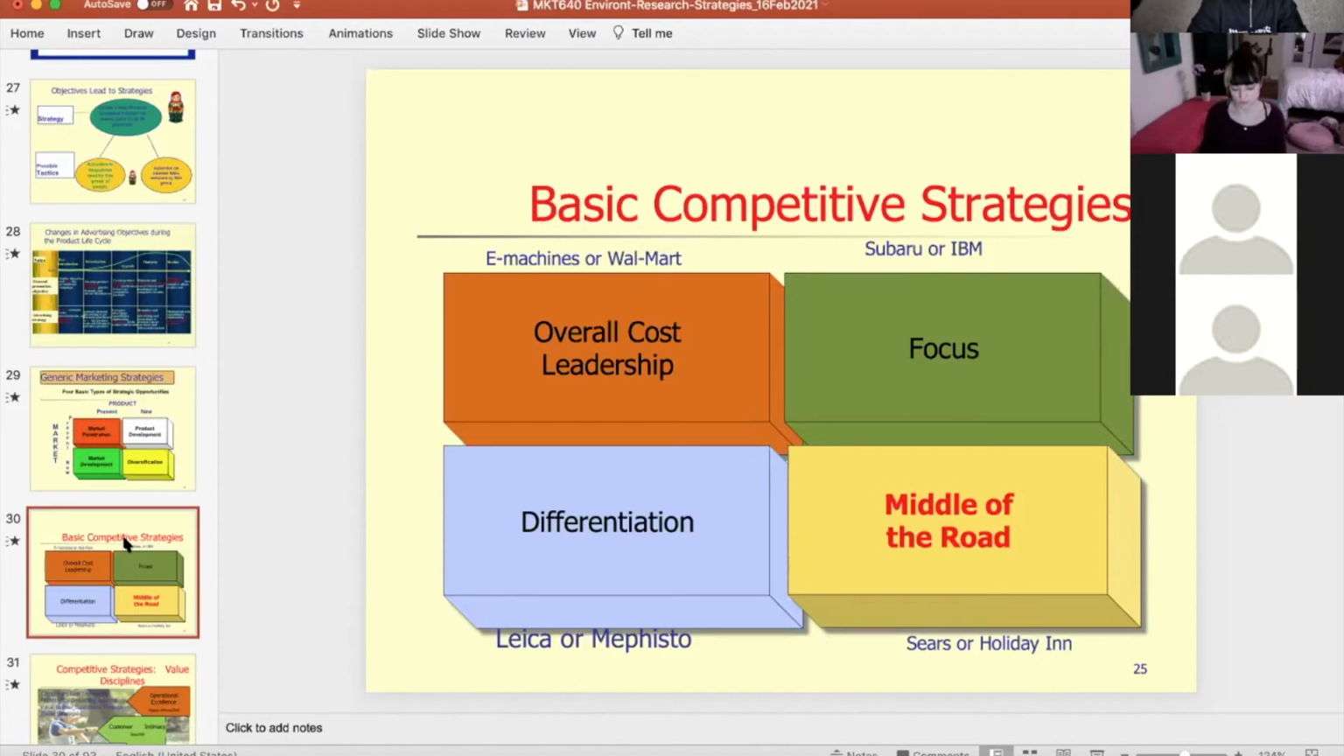Overall cost leadership is a strategy where it's very simple. It's to be the cheapest product within the category, constantly have a price advantage. So it's easy to implement. It's easy to figure out. But the problem with this is it puts you in a position where someone can beat you.